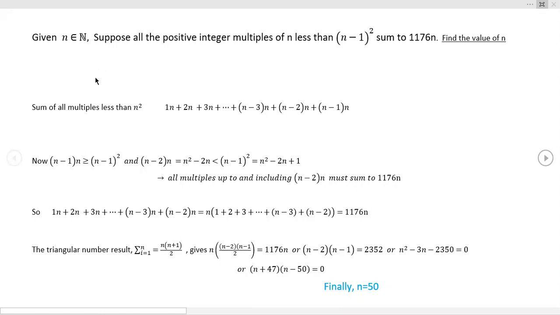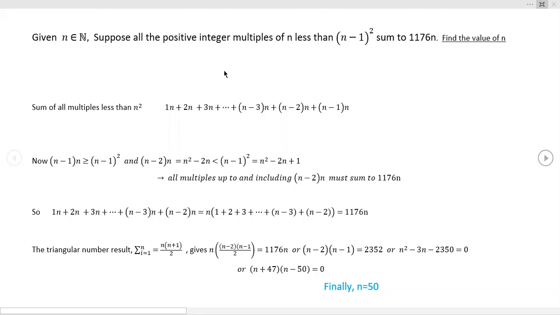And what we have here is kind of lengthier, but it says, suppose all the positive integer multiples, or natural number multiples, of n less than (n - 1) squared sum to this strange number here, 1176n. You're supposed to find the value of n.